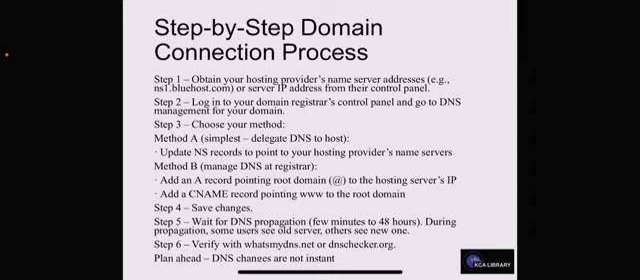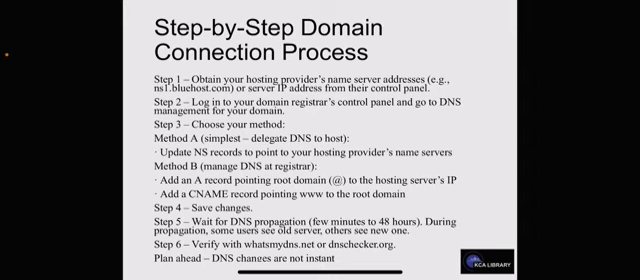Now, the step-by-step domain connection process. We said we'll be discussing how we can go about the domain connection process step by step. We have step 1, step 2, step 3. Step 1 is to obtain your hosting provider's name server addresses or server IP address from their control panel. The second step is to log into your domain registrar's control panel and go to DNS management for your domain. And the third step is to choose your method.